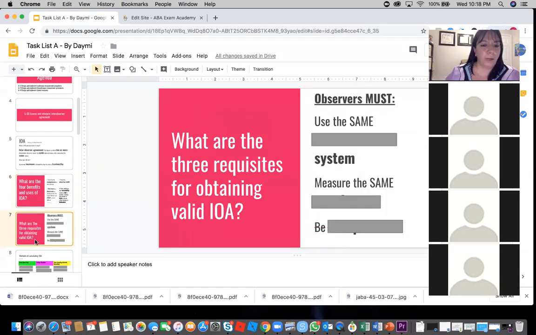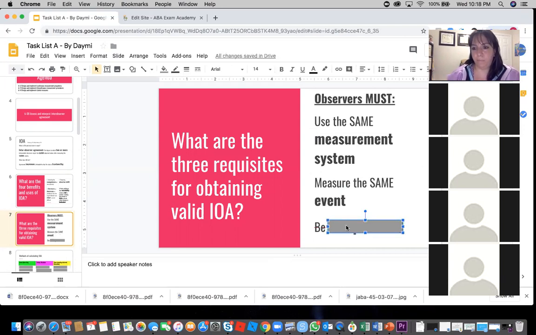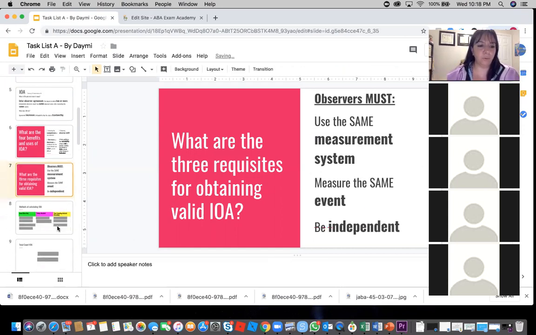All right. What are the 3 requisites for obtaining valid IOA? Observers must use the same what? Measurement system. Measure the same what? Events. And be what? Independent. Perfect. All right, that was smooth.